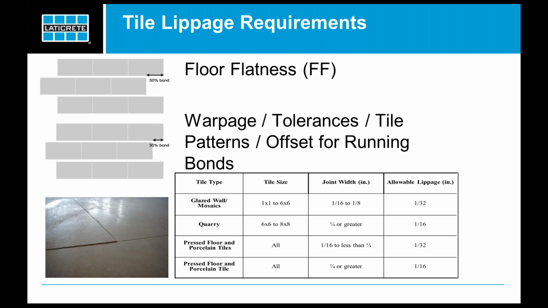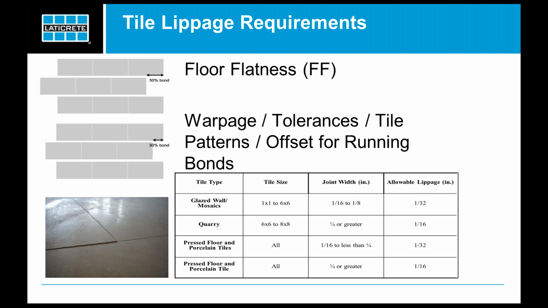And I'm going to show you a photo in a second that talks about offset or running bond patterns. We've illustrated on the top left there a 50% offset bond and a 30% offset for running bond patterns. And really the industry and ANSI have taken a position that the maximum offset should be about 30 to 33% to minimize the lippage that could be experienced on the floor.